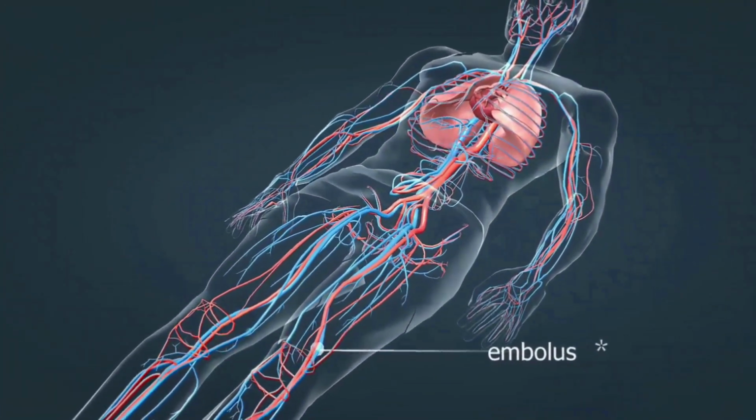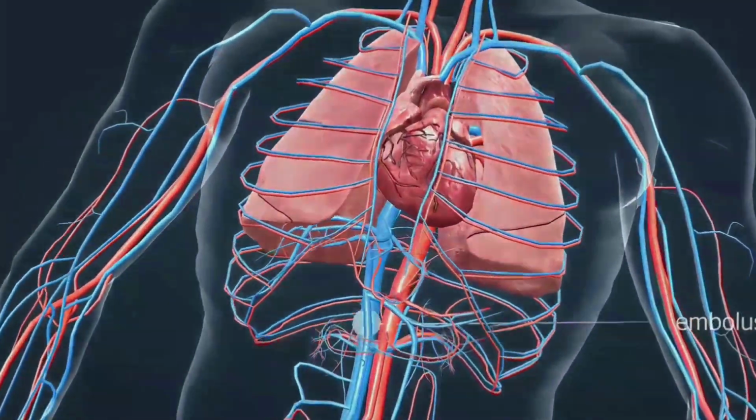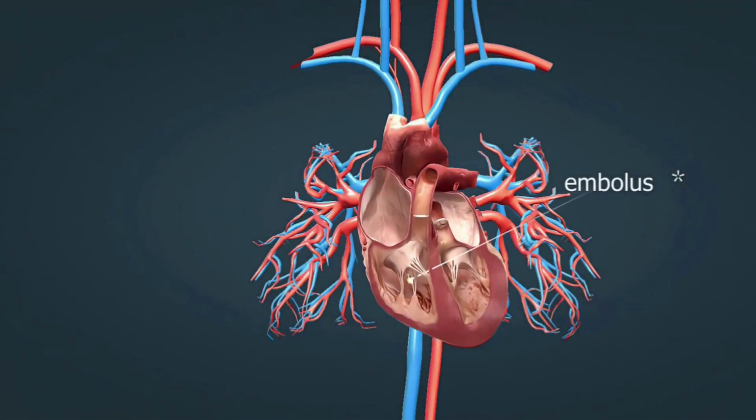An autopsy later revealed that the cause of death was a pulmonary embolism. A pulmonary embolism is a blockage in one of the pulmonary arteries in the lungs, usually caused by a blood clot that travels from the legs or another part of the body.